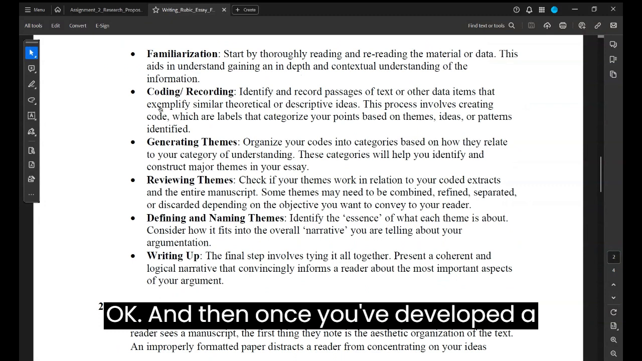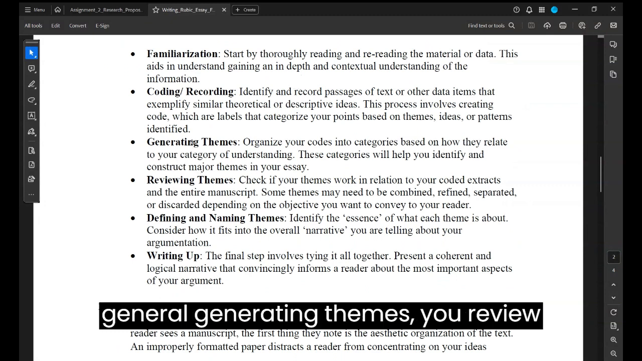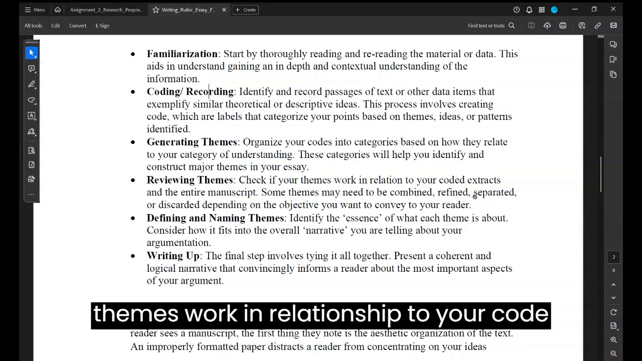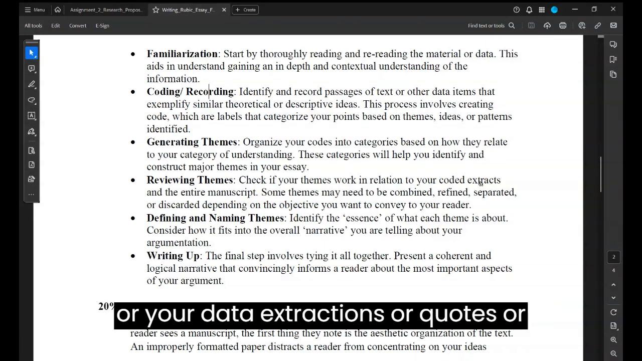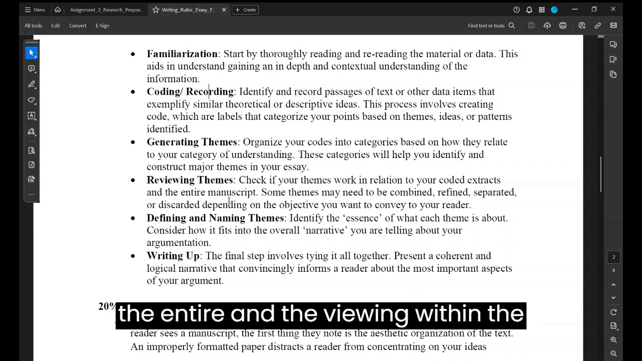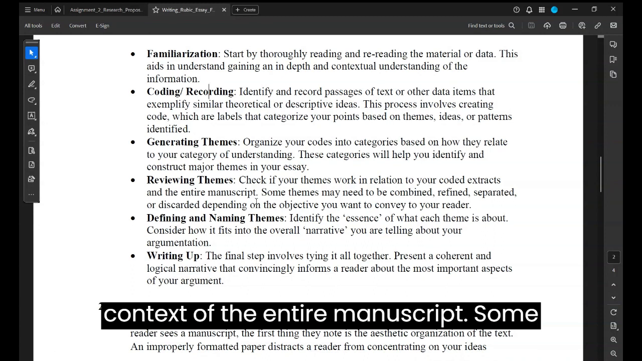Okay. And then once you develop or generate themes, you review your themes. Check if your themes work in relationship to your codes or your data extractions or quotes or information that you've collected, and review them within the context of the entire manuscript.